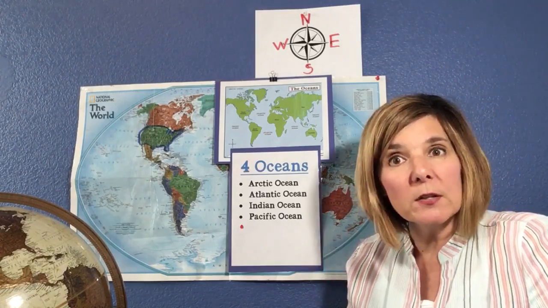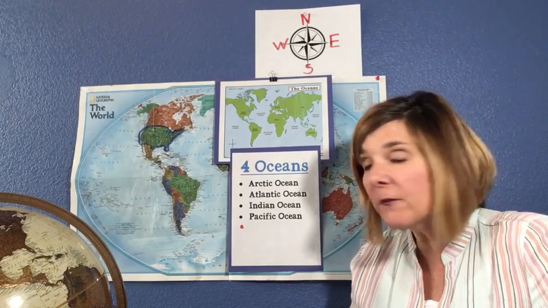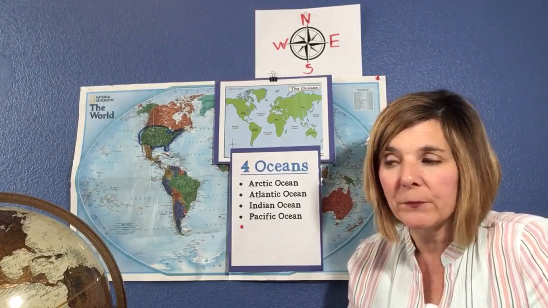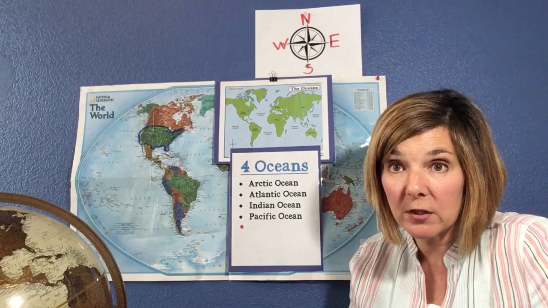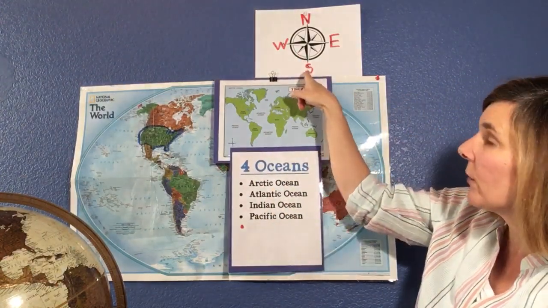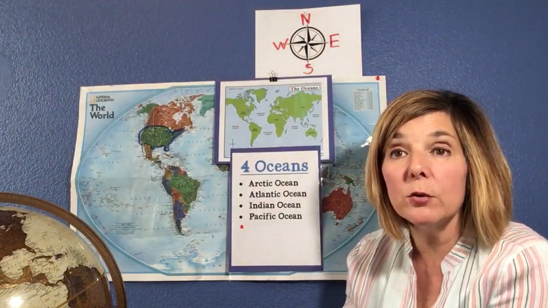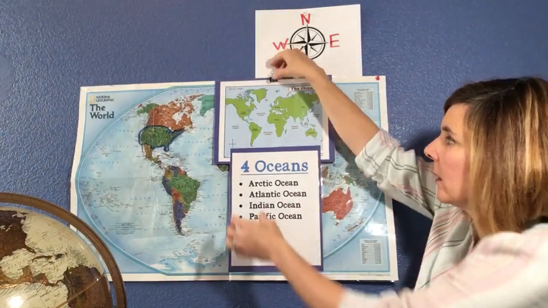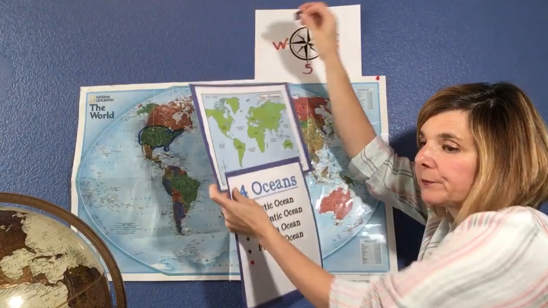I think it's okay to say 5 because the 5th ocean is just going to describe the ocean near Antarctica. Do you remember what direction Antarctica is? It's south. So many scientists include a 5th ocean and they call it the Southern Ocean. Okay, I'm going to take this down now. And we're going to look at the map again.